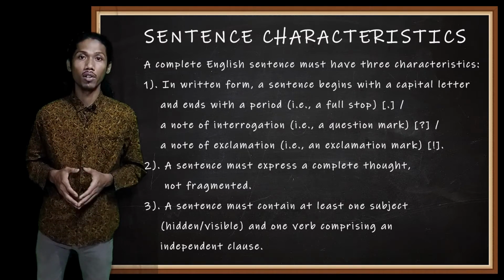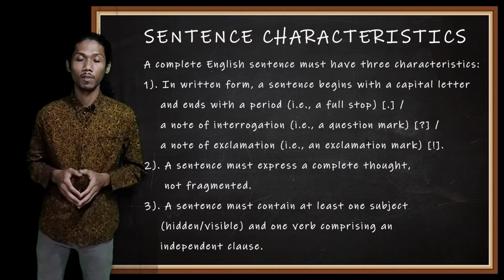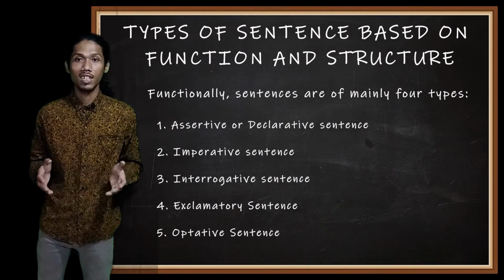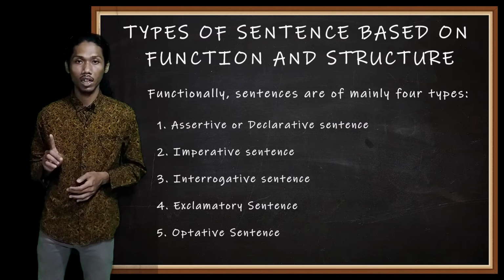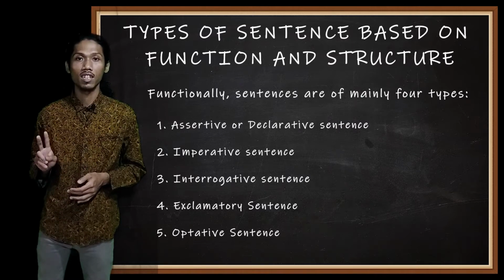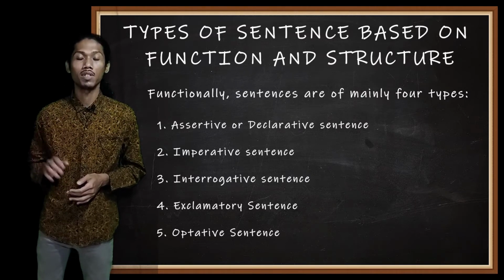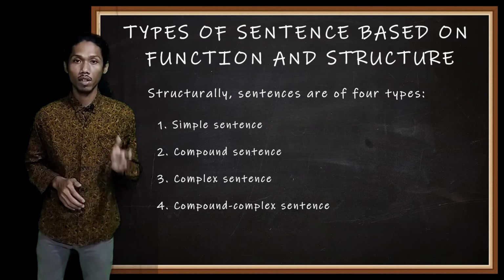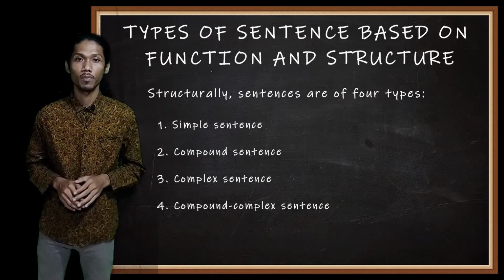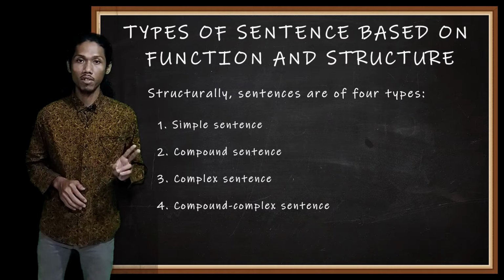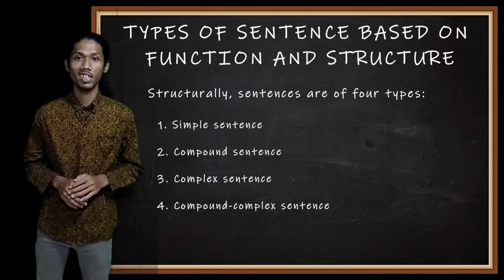Let's now move on to types of sentences based on their function and structure. Functionally, sentences are divided into 5 types: assertive or declarative sentence, imperative sentence, interrogative sentence, exclamatory sentence, and optative sentence. While structurally, sentences are divided into 4 types: simple sentence, compound sentence, complex sentence, and compound complex sentence.